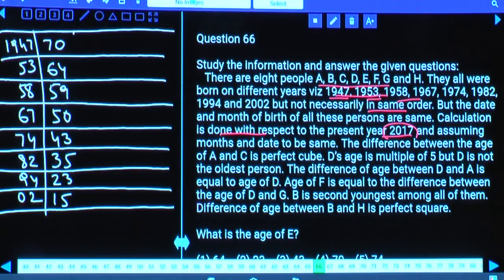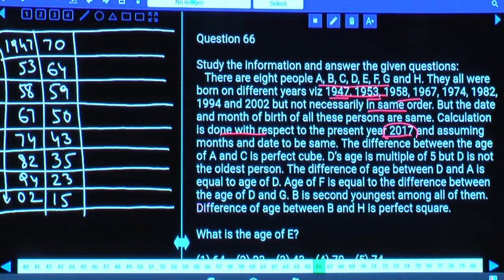Now these are the ages of these persons. Clear? The base year is 2017, hence if you write this in ascending order, then we are able to write the ages in a single shot. Then, what is the other information here?